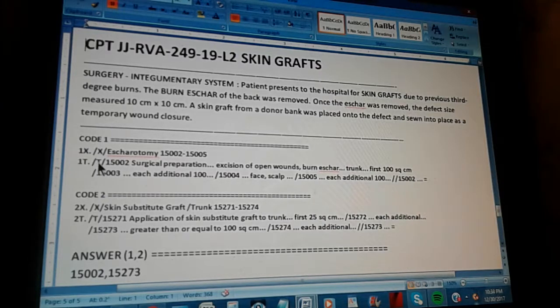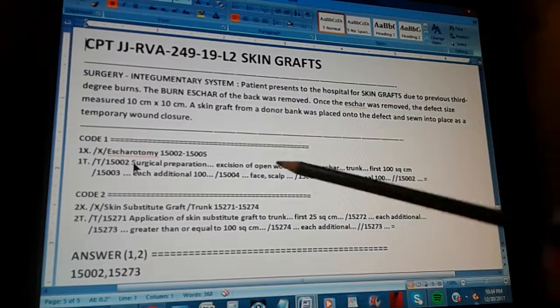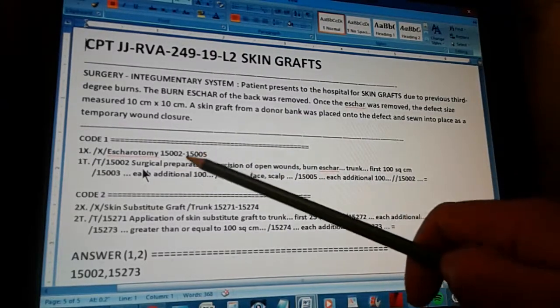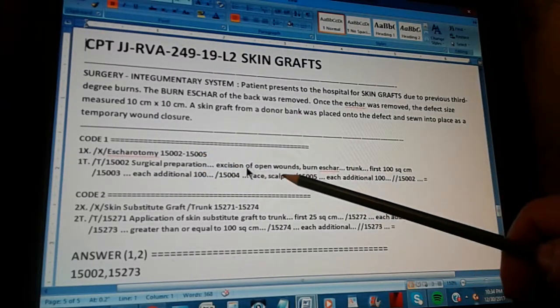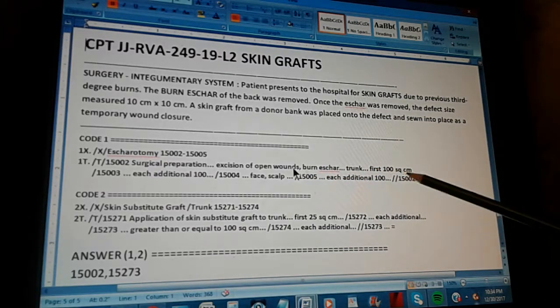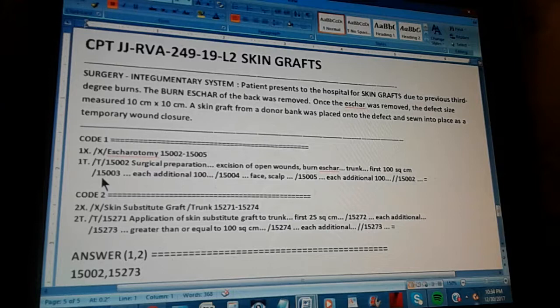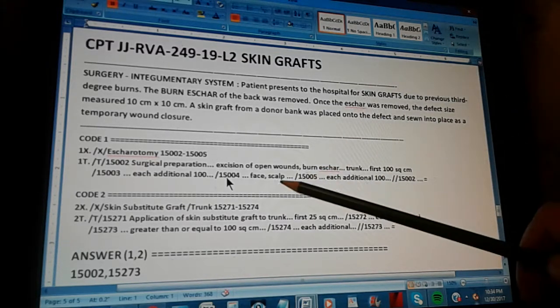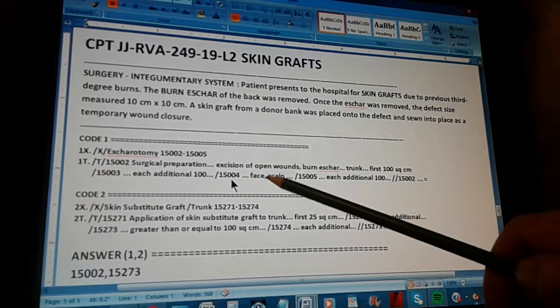First you go to tabular. Right. Then you start with 15002, which is the first number in the range, right? And then you read. What does it say there? Surgical preparation, excision of open wounds, burn scar, trunk, first 100 square centimeters. That's important. The first 100 square centimeters. What's the 003? 003 is each additional 100. It means if it's greater than 100, right? But in our case, it's just 100. So we're still going with the first one.